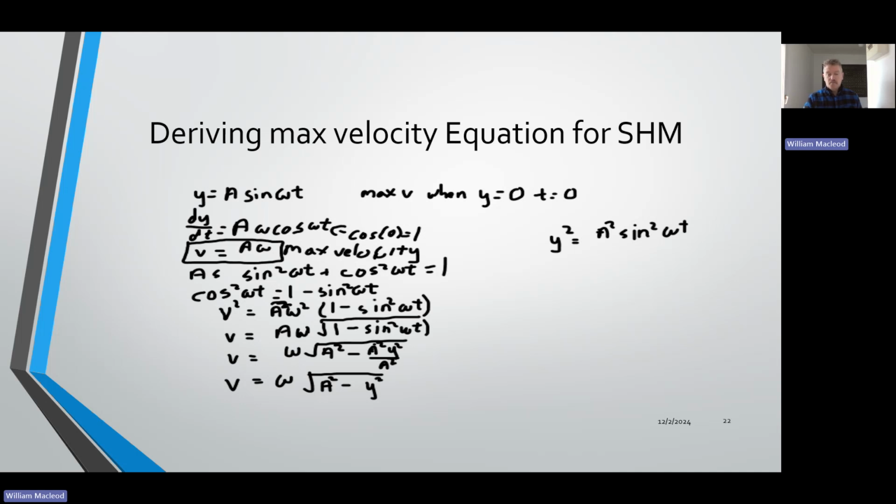Velocity is equal to omega times the square root of a squared minus a squared times y squared divided by a squared. That simplifies to give us the equation which we use for maximum velocity: velocity is equal to, that should be plus or negative, angular frequency omega times the square root of a squared minus y squared. I know I went through that very quickly, but you can look over the algebra of it, make sure you're convinced about the derivation, and then practice it, because it does sometimes come up in the advanced higher physics papers.